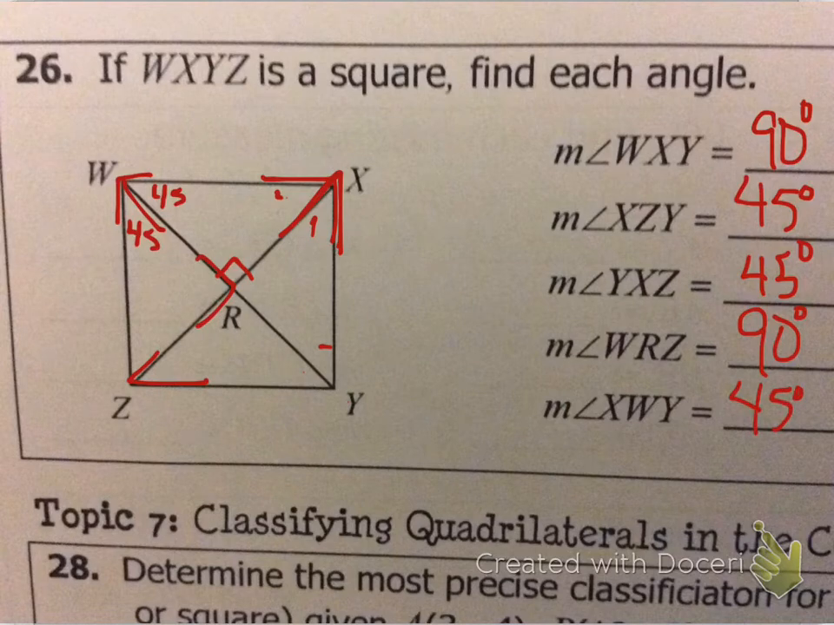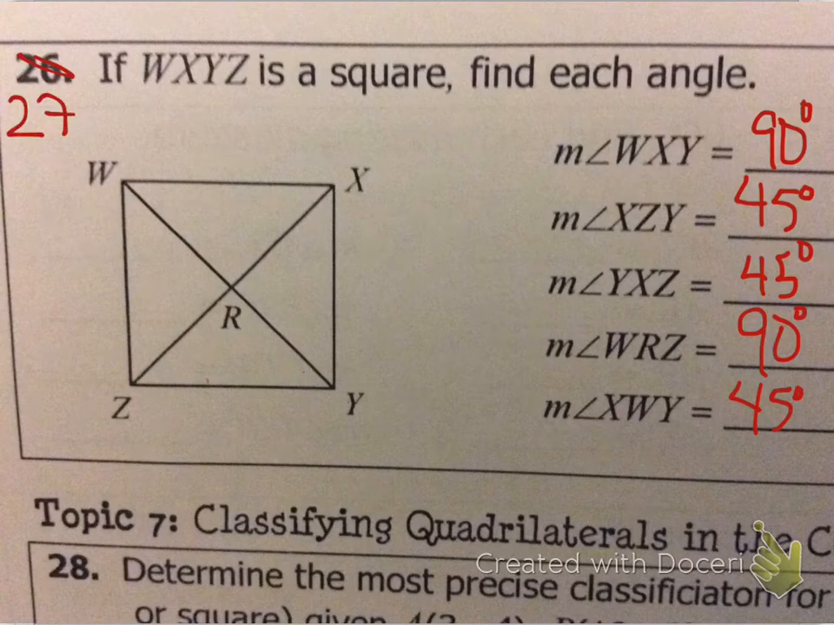Okay, so now if you look at number 27, I'm just going to do it here because I don't have room to take another picture. Number 27, it says WY is 32. So WY is 32, and then find XY. Okay, so find this one.